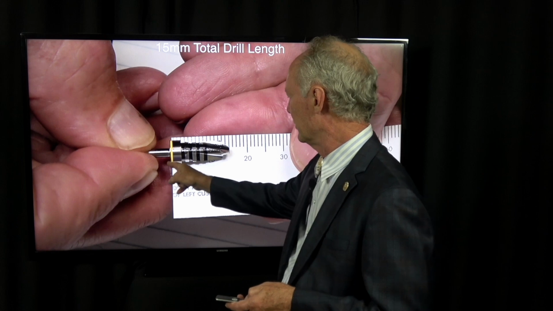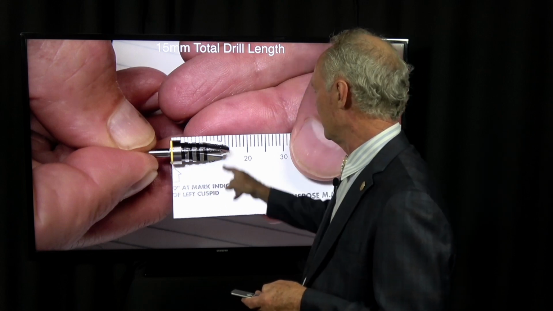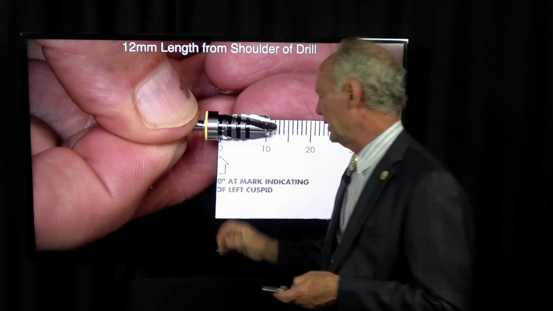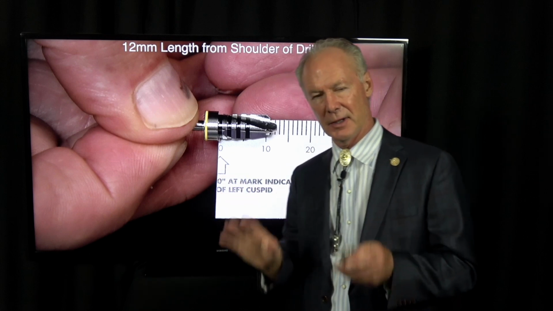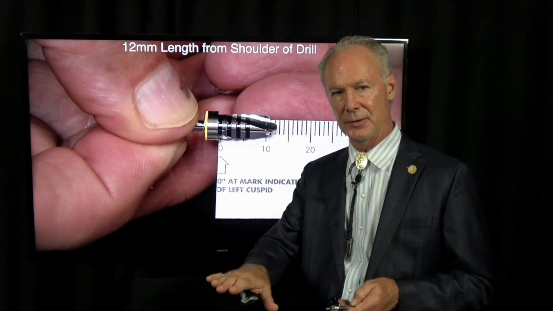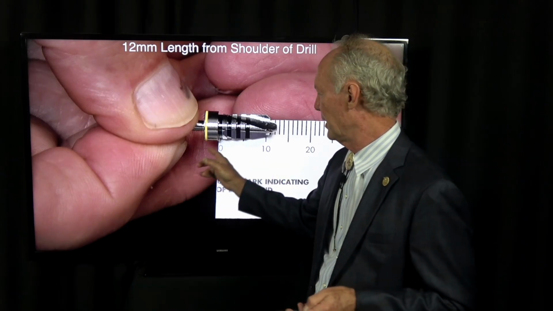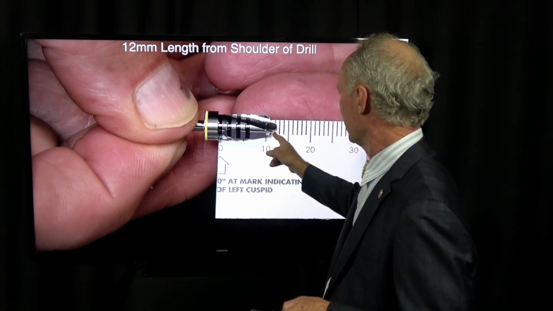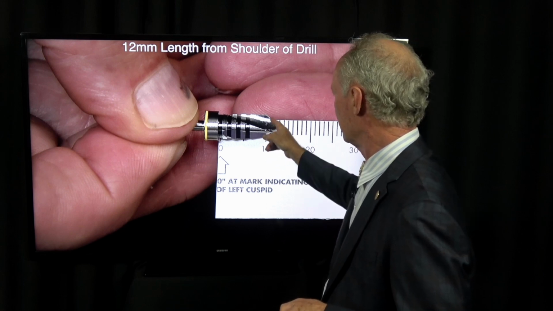Okay, so this is the drill. And you see if you measure from the yellow line to the tip of the drill, that's 15 millimeters. If you measure from the shoulder, and this is one of the many things I like about this system, I don't like drill systems that don't have shoulder stops. What's the thing that we worry about most as dentists placing implants? That you're going to drill too deep, especially in the posterior mandible. And so once you establish your depth, you don't have to worry about it anymore because you've got a shoulder stop on the drill. So from the shoulder to the tip of this drill is 12 millimeters.